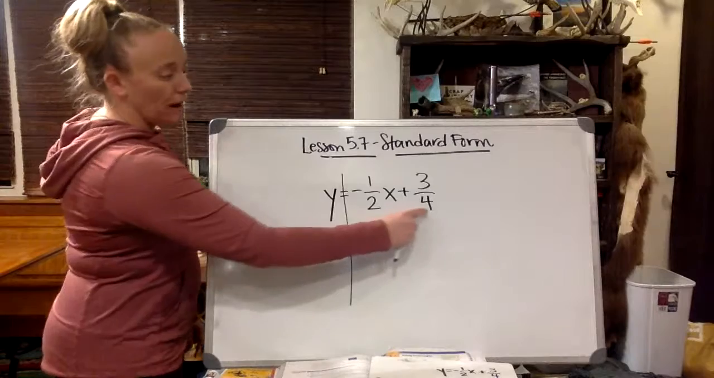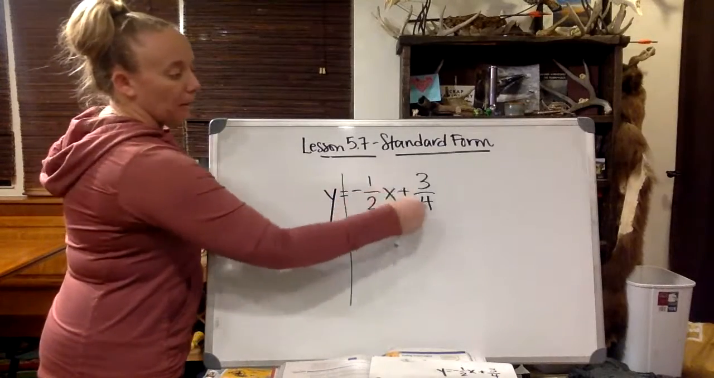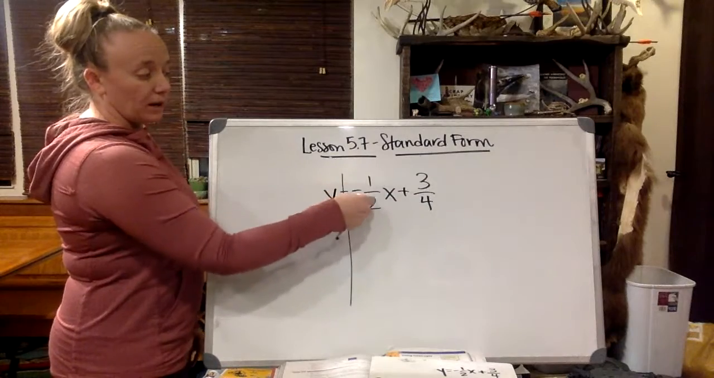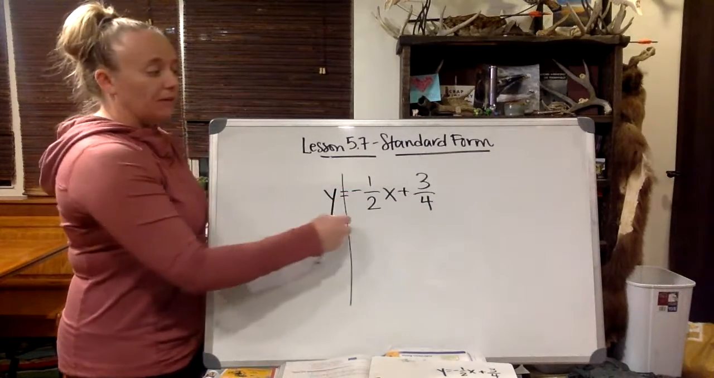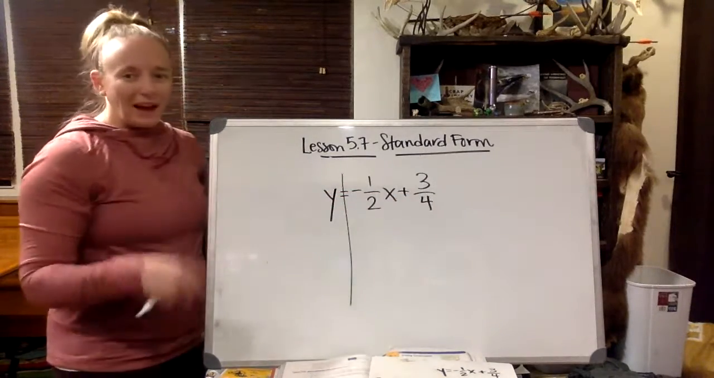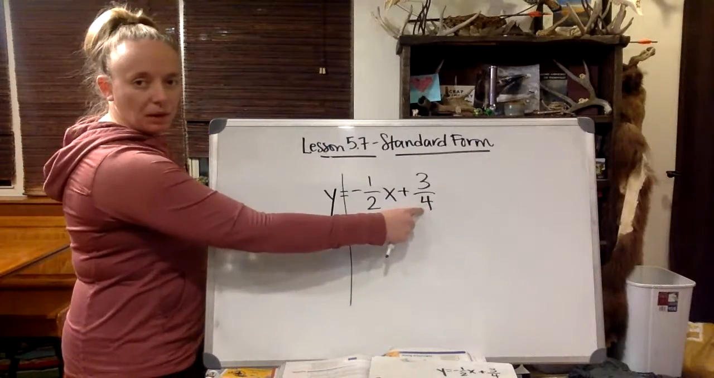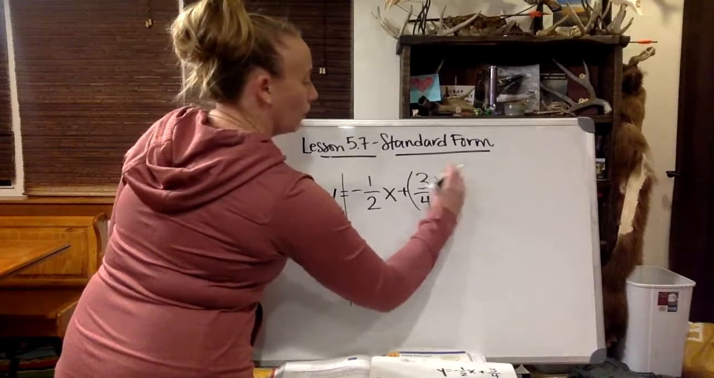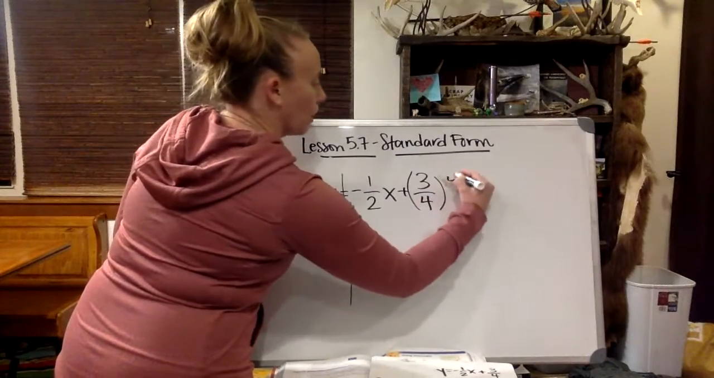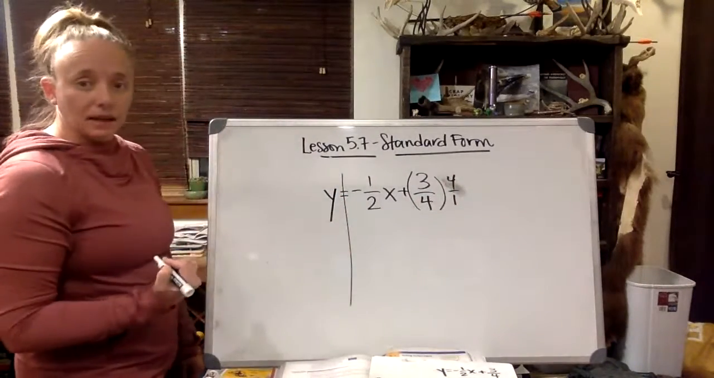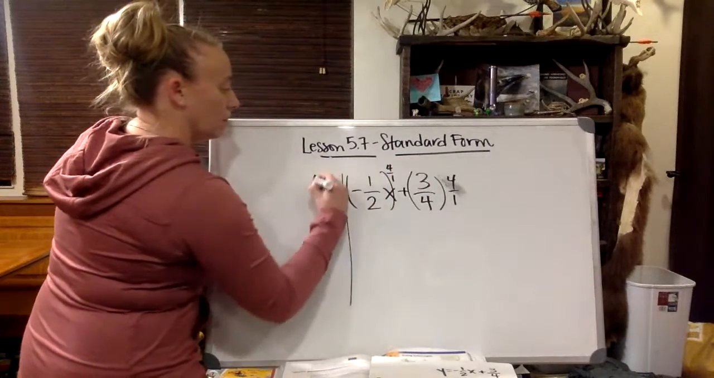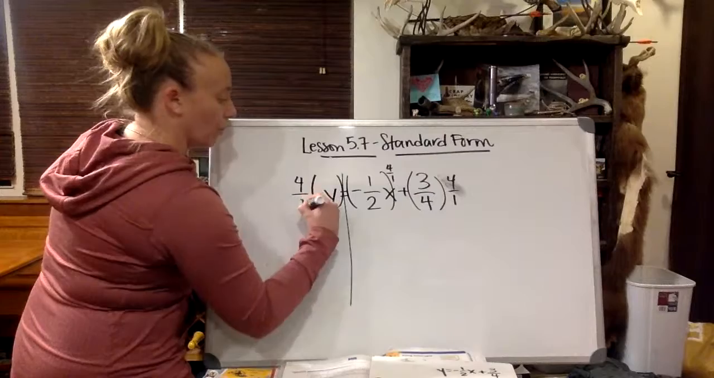So I'm going to multiply by the greatest common denominator. So we have 2 and 4. If I multiplied by 4 here, I'd get rid of this 4. If I multiplied by 4 here, I also would get rid of that 2. If I multiplied by 2 on both of them, I wouldn't take care of this problem over here. So I'm going to multiply by 4 over 1 on every single term.